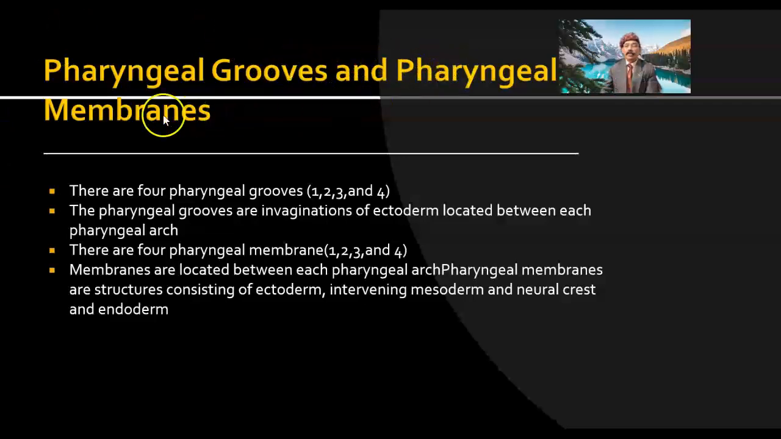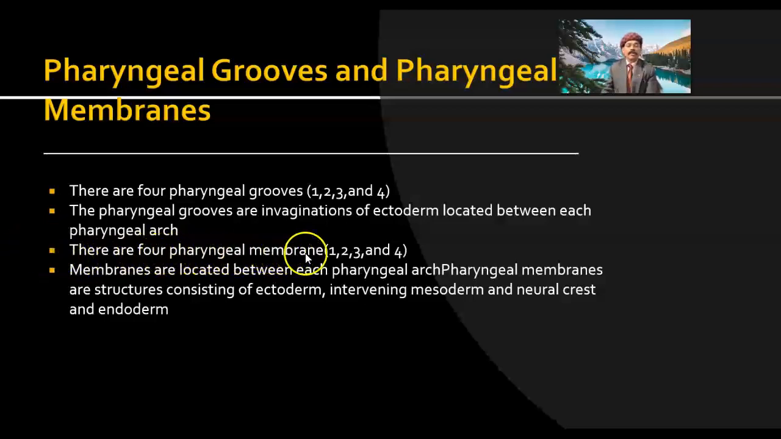Pharyngeal groove and pharyngeal membrane. There are 4 pharyngeal grooves we just discussed. Pharyngeal grooves are invagination of ectoderm between each pharyngeal arch. So grooves are formed by the ectoderm, pouches are formed by endoderm, arches are formed by the mesoderm.